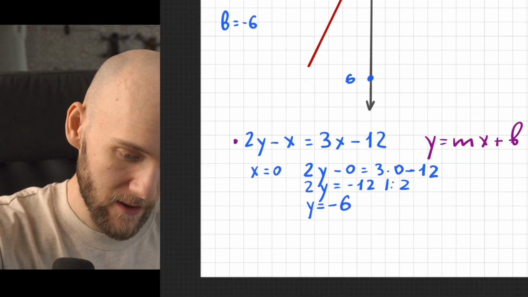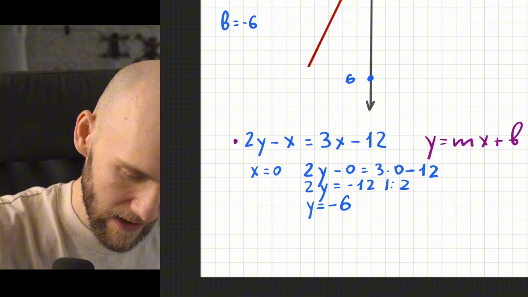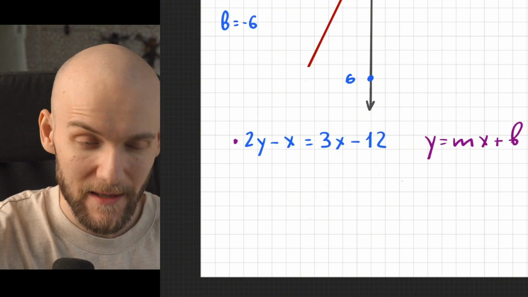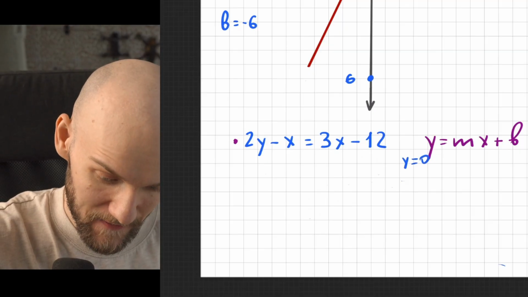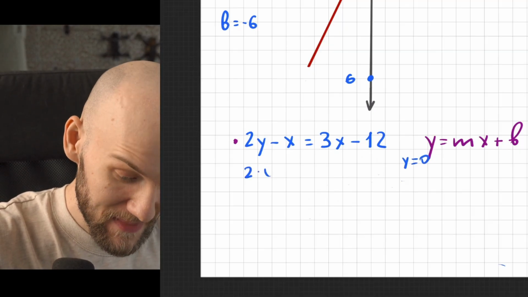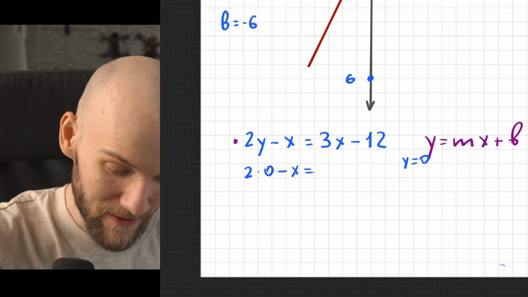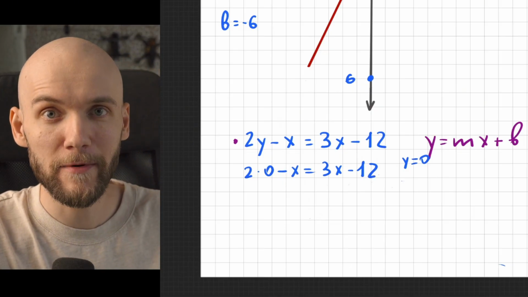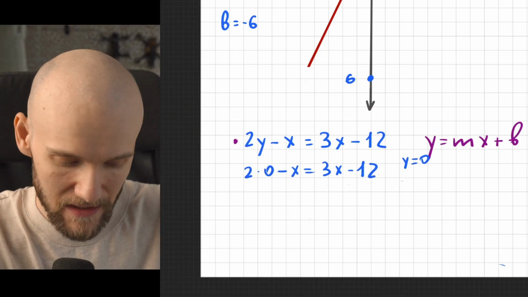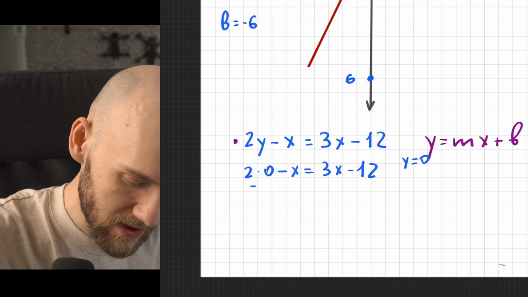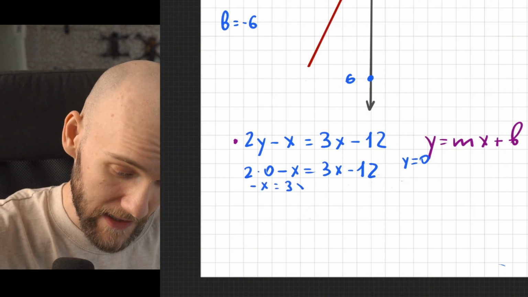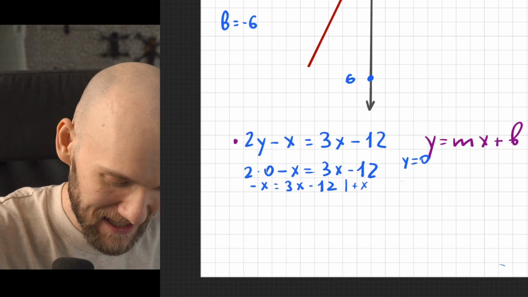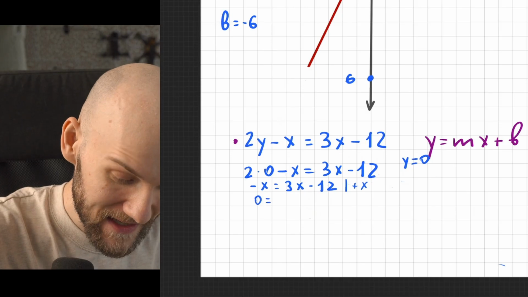Now let's do the same with our more complicated example. I'll clear the area a little bit. Let's find our x-intercept. And to do that, we set our y at 0 this time. So it's 2 times 0 minus x equals 3x minus 12. Now it's just a simple equation with one variable that we have to solve. 2 times 0 is 0, so it's just minus x equals 3x minus 12. Now let's add x to both sides.